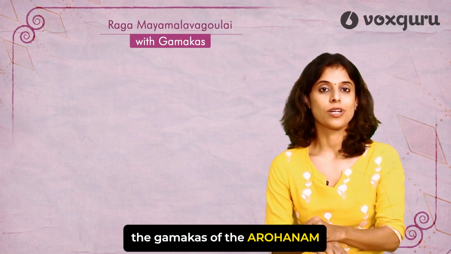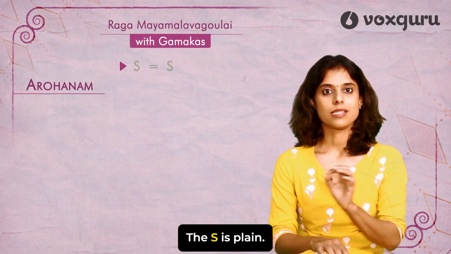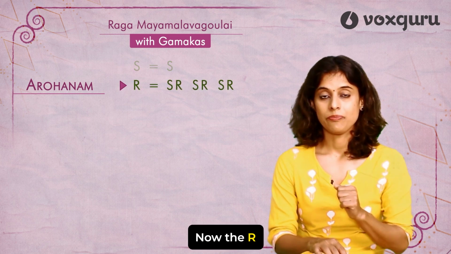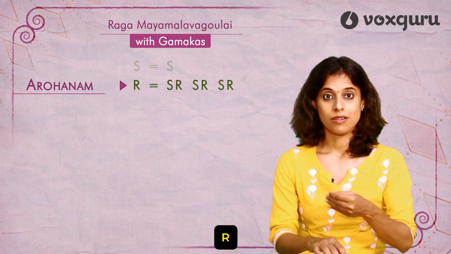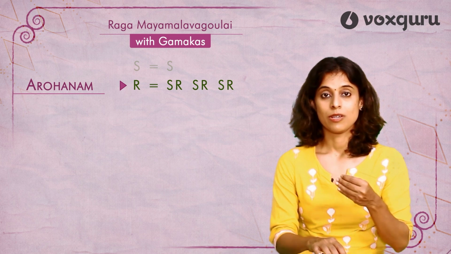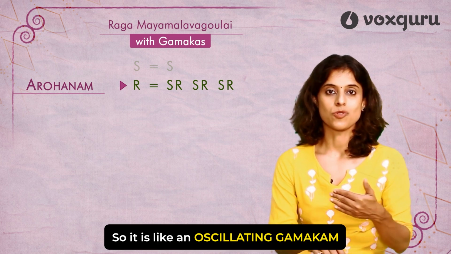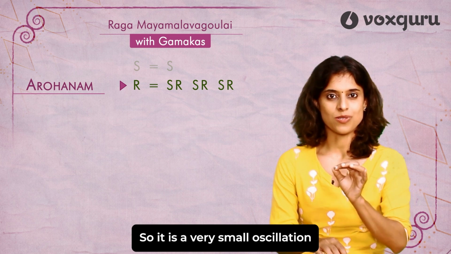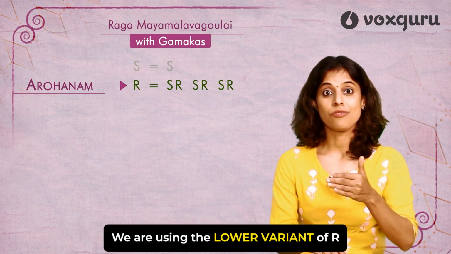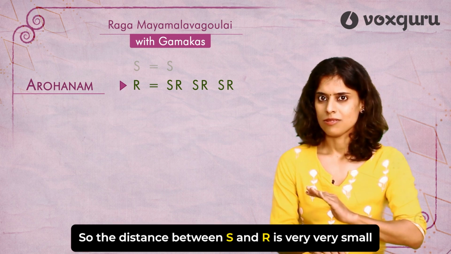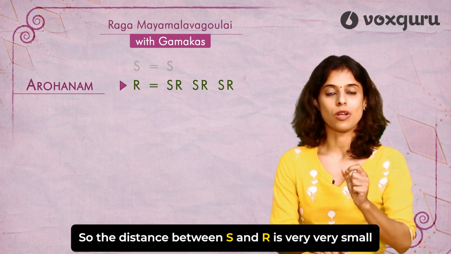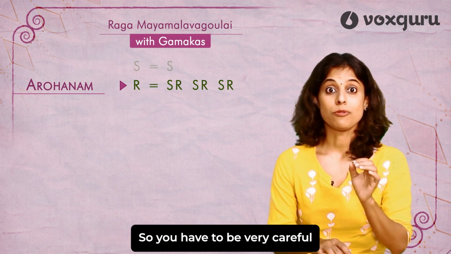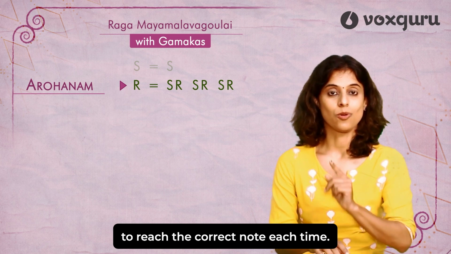So let us now break down the gamakas of the Arohanam. The Sa is plain. Now the Re has a gamakam. It is like an oscillating gamakam, oscillating between Sa and Re. It is a very small oscillation because we are using the lower variant of Re, so the distance between Sa and Re is very small. You have to be very careful to reach the correct note each time.